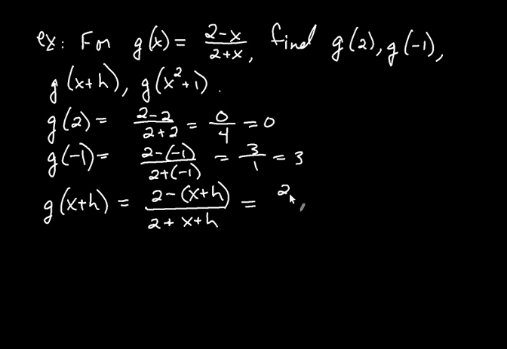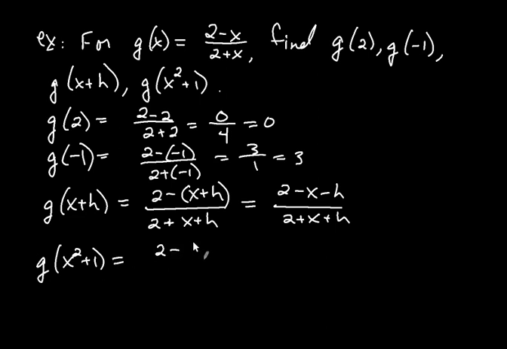So in the numerator we get 2 minus x minus h over 2 plus x plus h. And that's as far as we can go. And then finally we have g of x squared plus 1. And that's going to be 2 take away the quantity x squared plus 1, which we need in parentheses, divided by 2 plus, don't need parentheses there, let's not even write them. So 2 plus x squared plus 1 in the denominator.